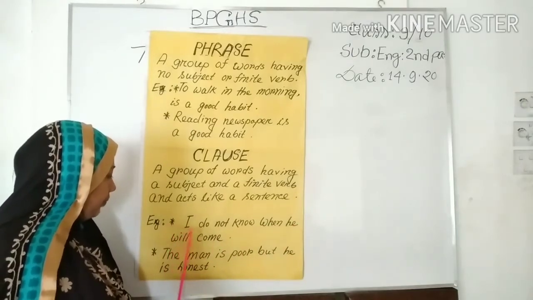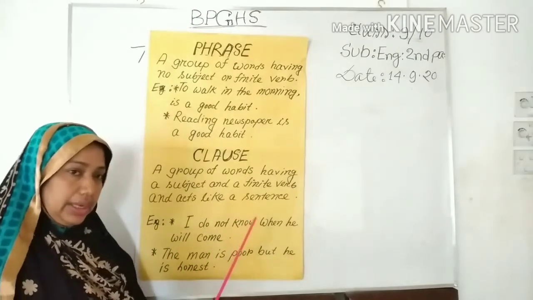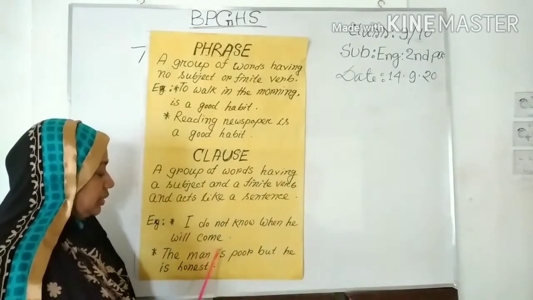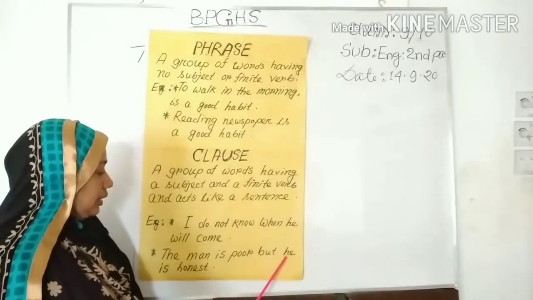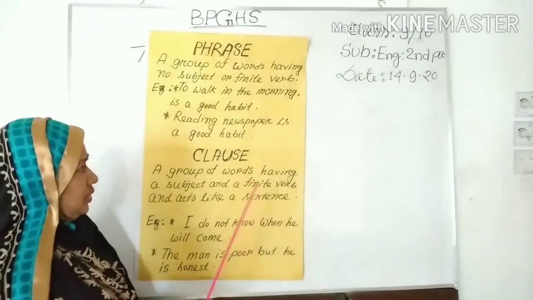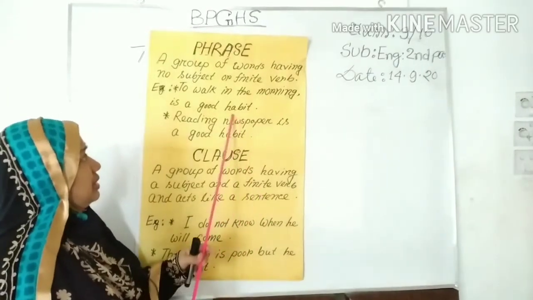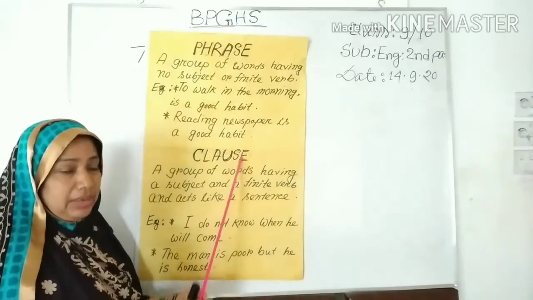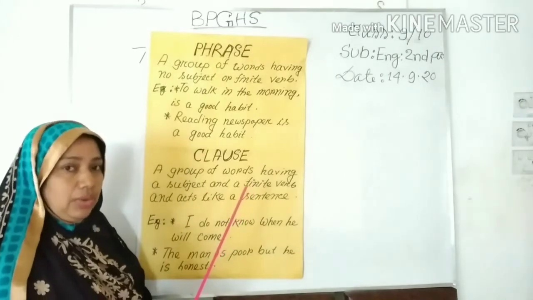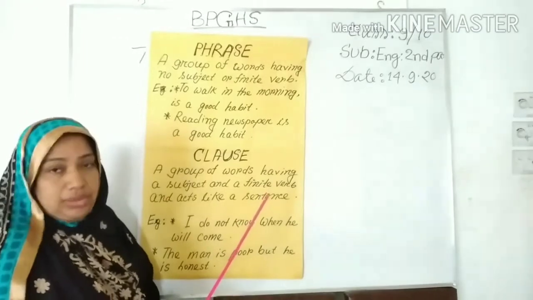Again, another example, the man is poor, but he is honest. Here is, the man is poor. Man is subject, and here is a finite verb. In another clause, there is another subject and a finite verb. So you can differentiate between the phrase and clause. Phrase doesn't have any subject or finite verb, but a clause has a subject and a finite verb. Okay, now we are ready to go to the classes of sentences.